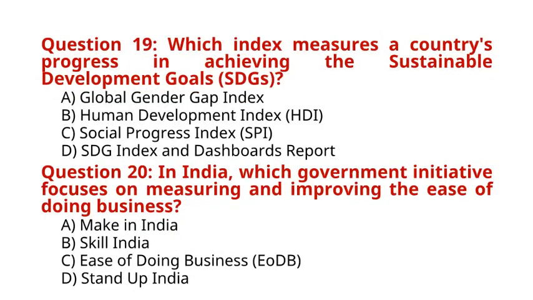Question 19. Which index measures a country's progress in achieving the Sustainable Development Goals, SDGs? A. Global Gender Gap Index. B. Human Development Index, HDI. C. Social Progress Index, SPI. D. SDG Index and Dashboards Report. The correct answer to question 19 is option D. SDG Index and Dashboards Report.